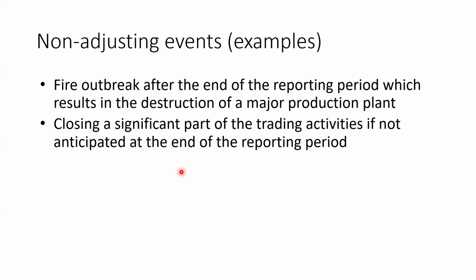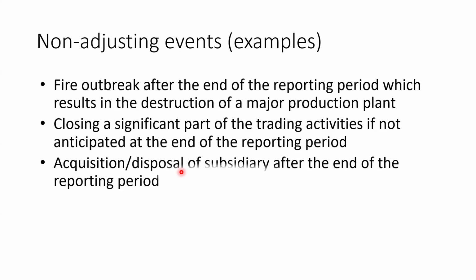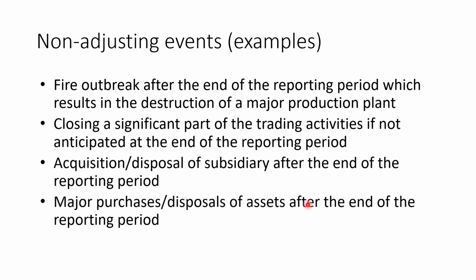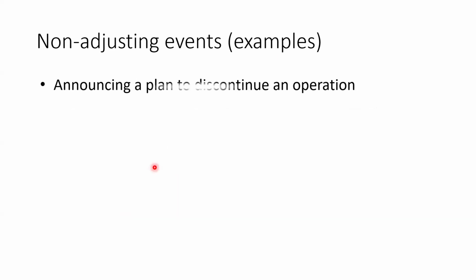It's a natural disaster, right? It's a non-adjusting event. Closing a significant part of the trading activities, if not anticipated at the end of the reporting period. Acquisition or disposal of a subsidiary after the end of the reporting period. Major purchase or disposal of assets after the end of the reporting period. So between the financial statement date and the date the financial statement is authorized for issue, if any of these events occur, just disclose them in the financial statements. Don't adjust the financial statement.